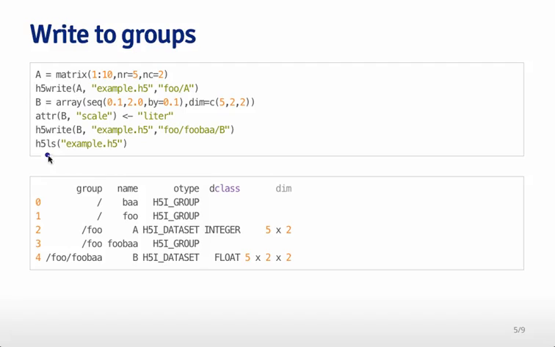Again, if we list out what's going on inside this file now, we have all the groups that we've created, and also within those groups, we have some data sets. You can see that A is now an h5 data set, and it consists of integers. And then there's another data set down here, B, which consists of floats, and it gives you the dimensions of those data sets that can be multidimensional.